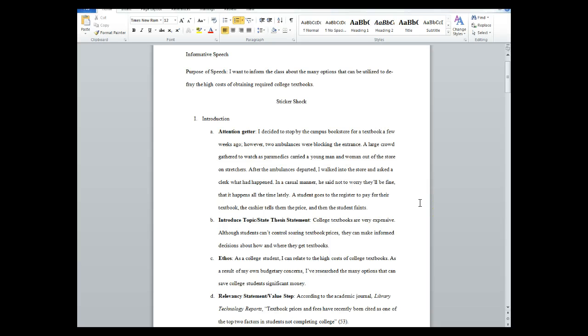I decided to stop by the campus bookstore for a textbook a few weeks ago. However, 2 ambulances were blocking the entrance. A large crowd gathered to watch as paramedics carried a young man and woman out of the store on stretchers. After the ambulances departed, I walked into the store and asked the clerk what had happened. In a casual manner, he said not to worry, they'll be fine, that it happens all the time lately. A student goes to the register to pay for their textbook, the cashier tells them the price, and then the student faints.